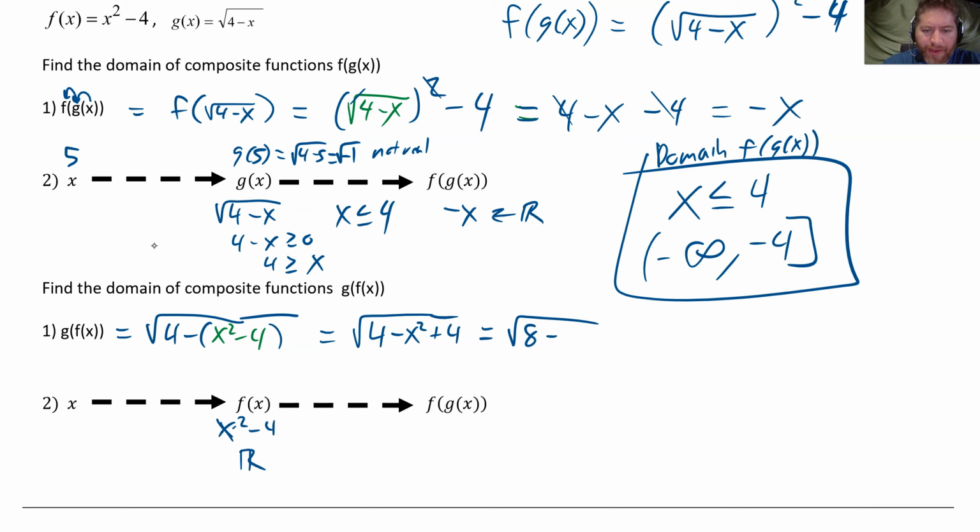So this becomes 8 minus x squared. And then that's our final one. So this is what our x is going. X is going in here. It's modified by f, and it becomes this. This is where our x becomes. So we have to also look at that one.